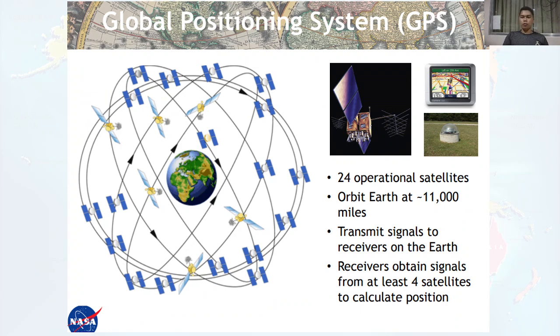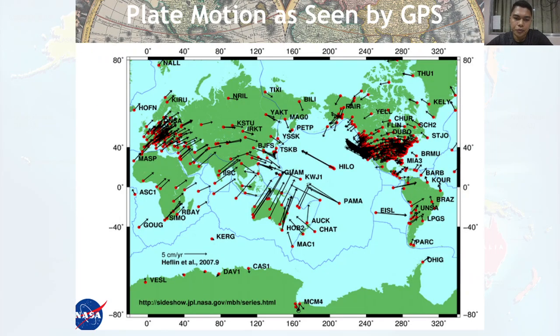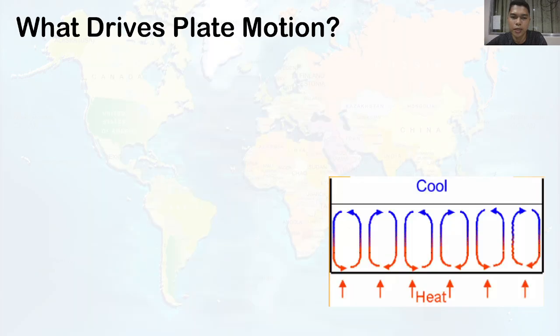Next is the very common global positioning system. GPS is very common nowadays. We can use GPS every time, because we can see the map all over the world. There are a lot of free applications that use GPS. Most cellular phones nowadays are connected to GPS. So this is the plate motion as seen by the GPS. There are tiny movements.